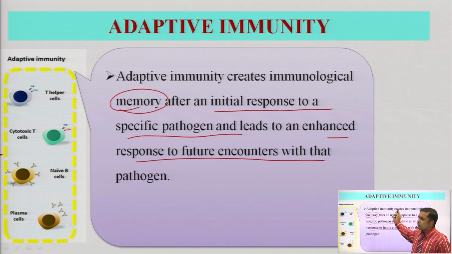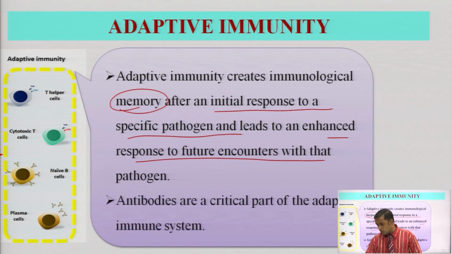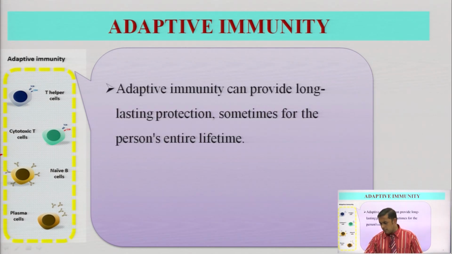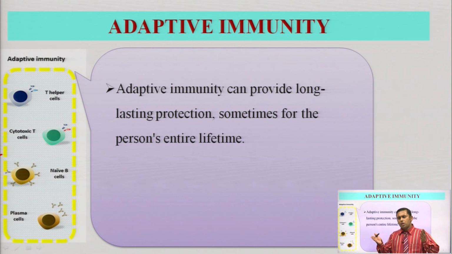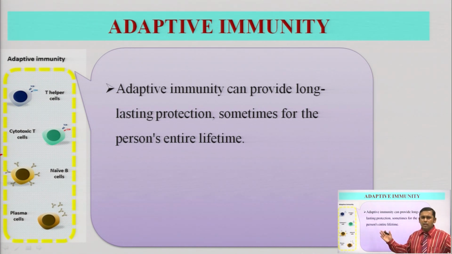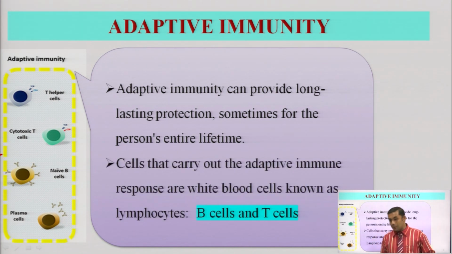This third level of defense, adaptive immunity, creates memory cells. I will tell you more about how they create the memory. They save the information, which is why your body will not be affected again. Antibodies are a critical part of the adaptive immune system, and the adaptive immune system can provide long lasting protection, sometimes for the person's entire life. Like the chickenpox I mentioned, for your whole life it will protect you from the virus. That is why we have to train our body with the adaptive immune system.